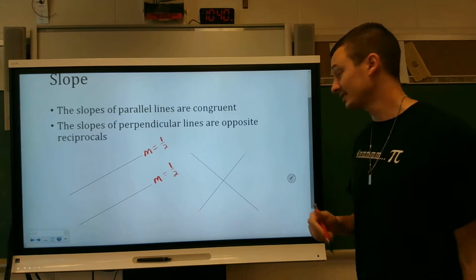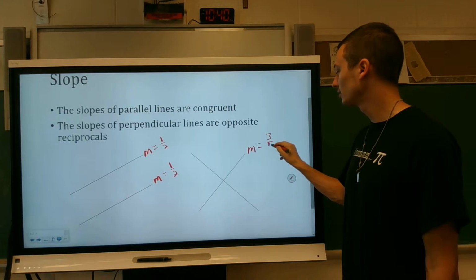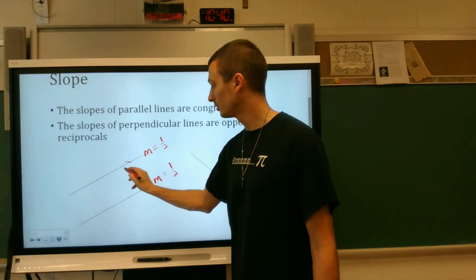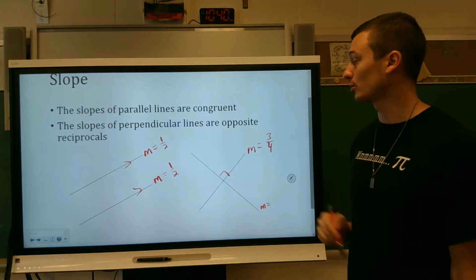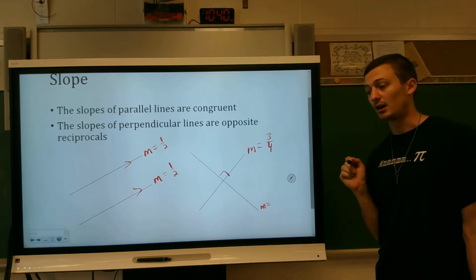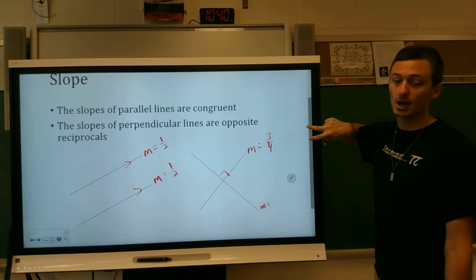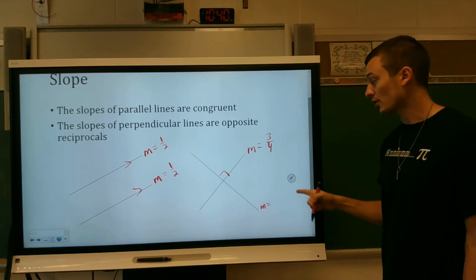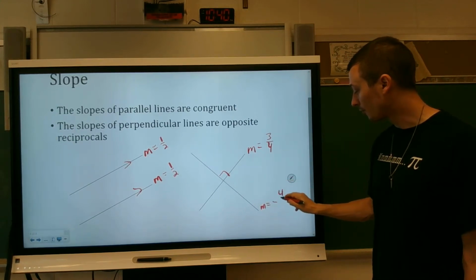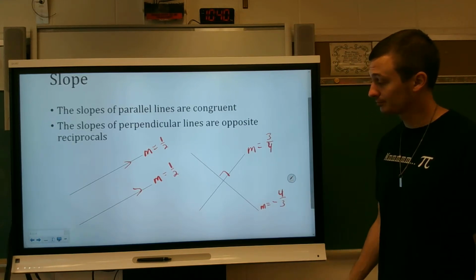For perpendicular lines, if the slope of this line is, let's say, 3/4, then the slope of this line, if it is perpendicular, the slope of perpendicular lines are opposite reciprocals. So opposite would be like negative, switching negative or positive, and the reciprocal is making the numerator the denominator and the denominator the numerator. So for this perpendicular line, the slope of this perpendicular line would be negative 4/3. And that's slopes.